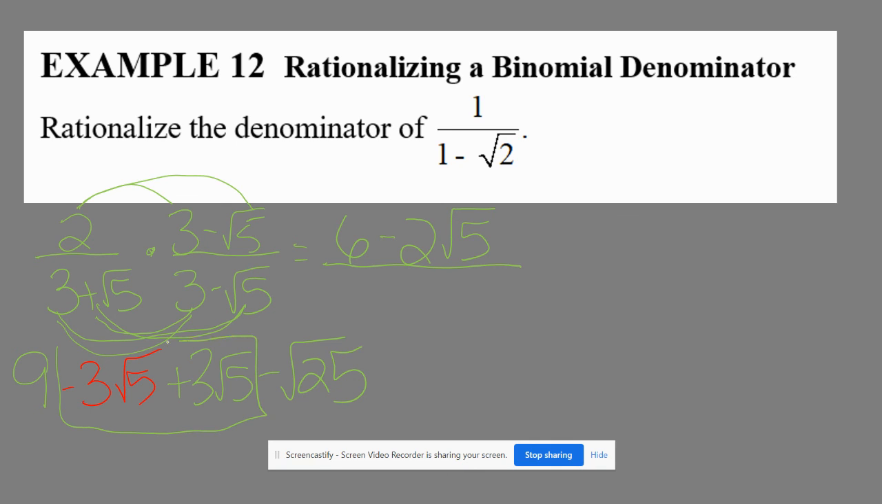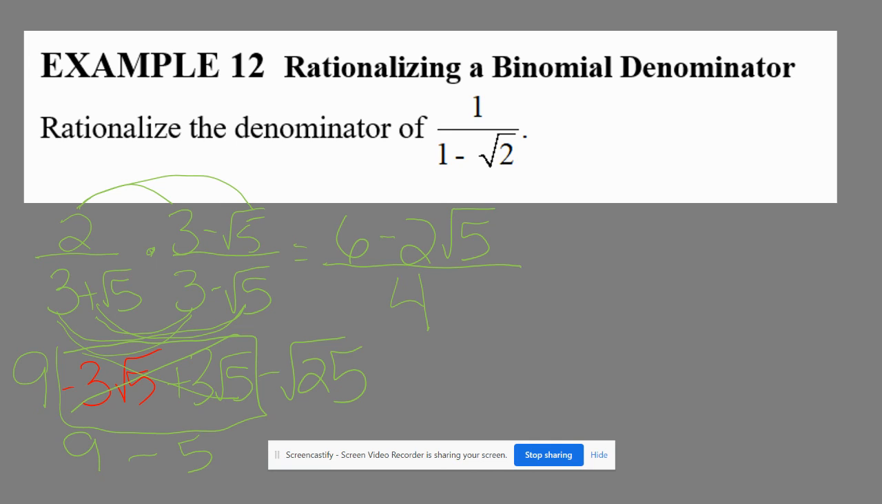Again, because we've used the conjugate when we're FOILing or distributing on the bottom, those middle two terms should always be exactly the same but opposite signs. So when we add them together for like terms, they add to 0. We have the 9 here, we have the minus, and then the square root of 25 is 5. And so 9 minus 5 is 4.